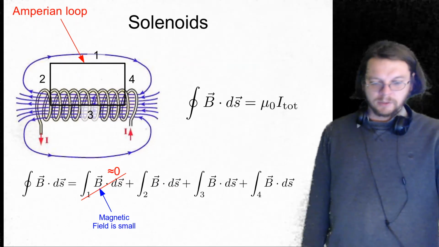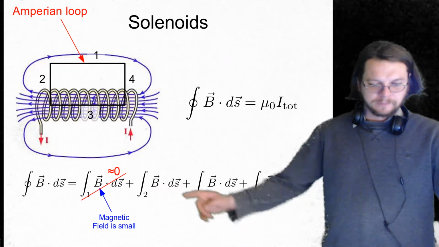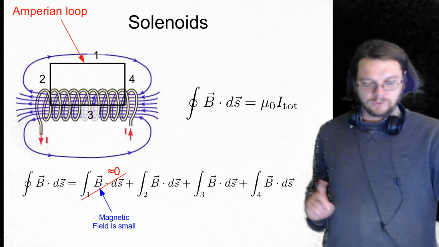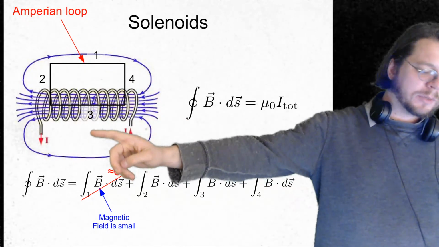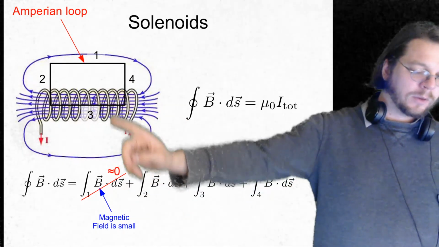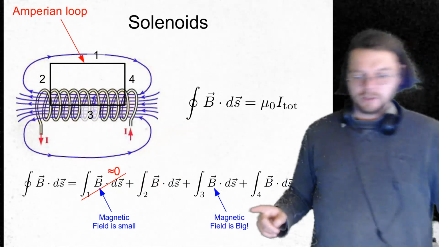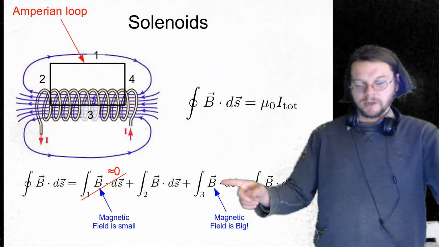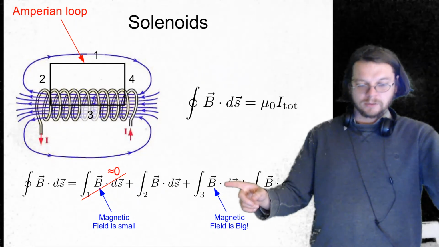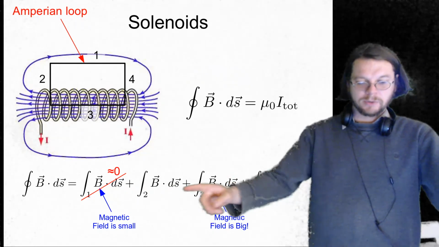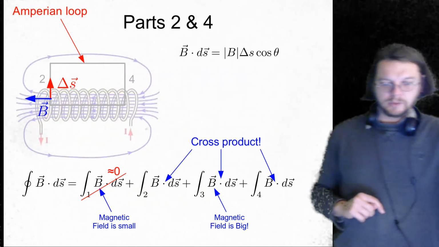The next thing we can do is talk about the second and fourth legs. In a second we'll talk about the third leg. The third leg is important because we're going through the magnetic field, so the magnetic field is nice and big there. We're going to come back to that in a second. But on the next slide we're going to talk about 2 and 4. So here we go, 2 and 4.